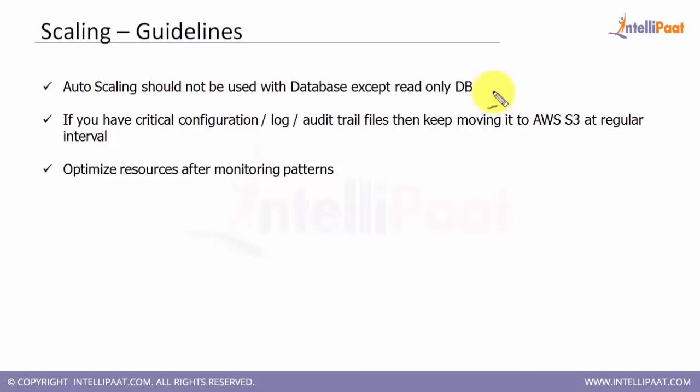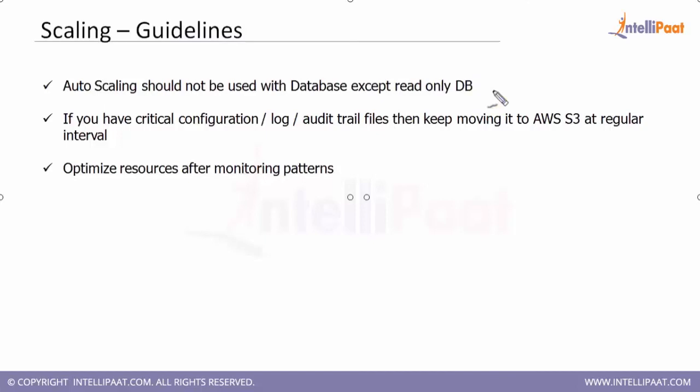If you have critical configuration like logs or audit trails coming to the EC2 regularly, you should plan to keep moving them to S3 at regular intervals. You should also optimize your resources after monitoring patterns. You should keep monitoring your resources regularly, and whenever you find an upward or downward scale, you should add or remove resources too. So this is all about auto scaling in theory.